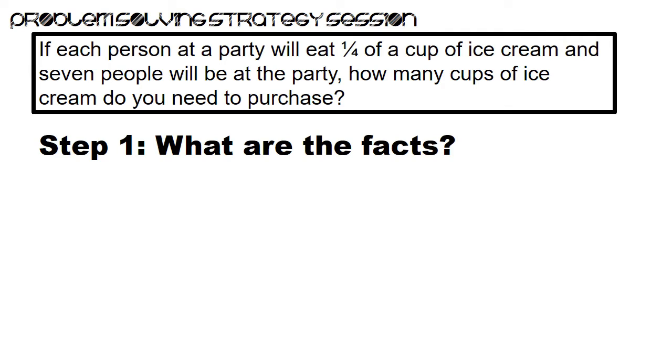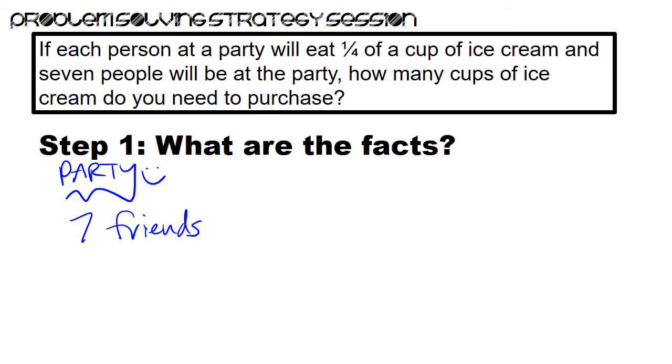First off is there's a party. Yay, party time, makes us happy. So we know that there are 7 friends that you need to serve ice cream to. You know that each person will eat 1/4 of a cup. We know that, what else? We're just serving ice cream to your 7 friends.